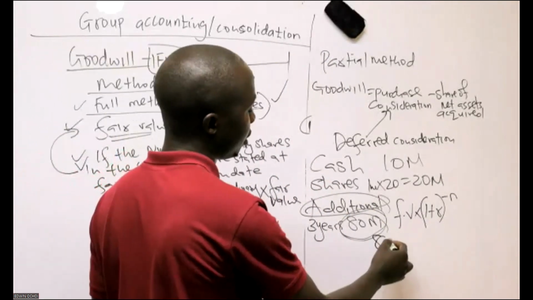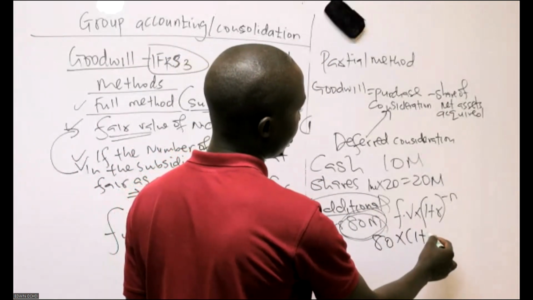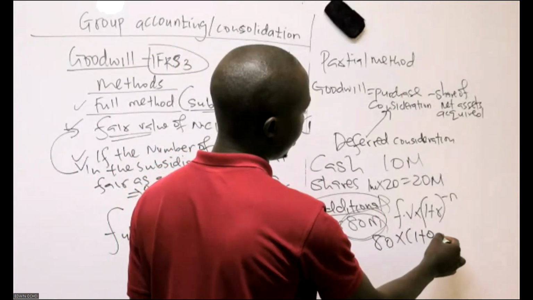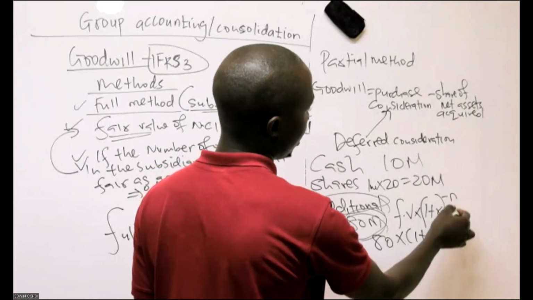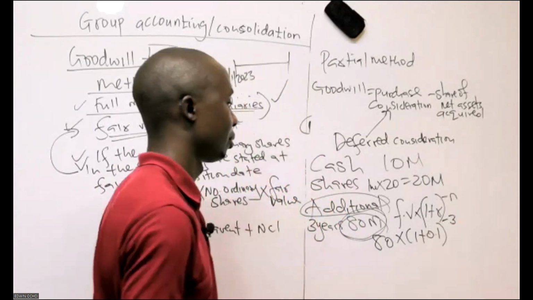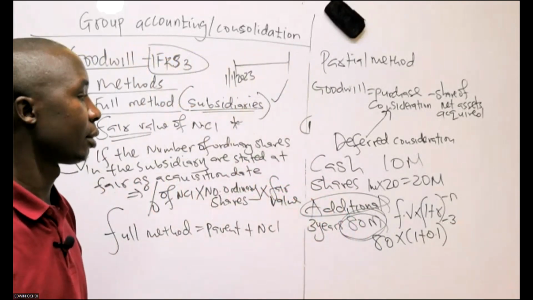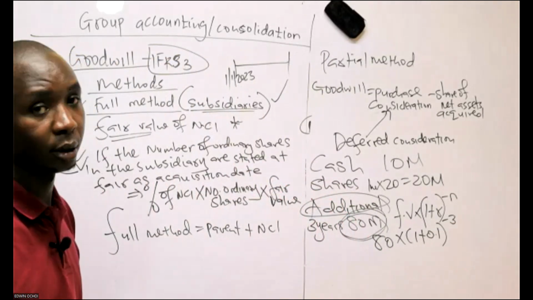So you say 80 million times 1 plus R. You would be given the cost of capital. Let's say you are given 10%, you say 0.1. N is time. I said after 3 years, so you raise to 3. That is the case. So the future values must be discounted to the present.